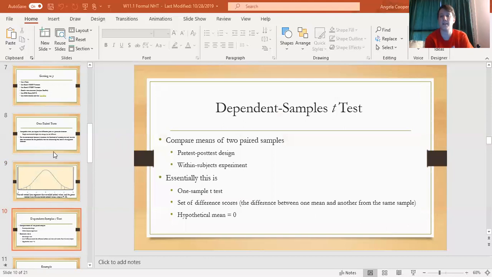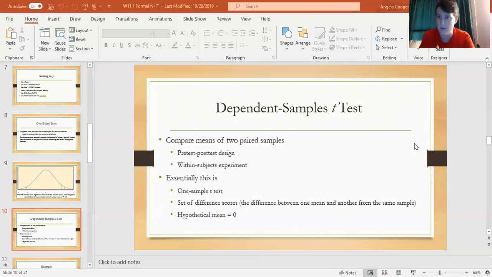So, dependent samples t-test. We've talked about one sample, so now we're going to talk about dependent samples t-tests. This is comparing two groups again, which is what dependent samples does. However, it does it a little differently. These two groups are two paired samples, so dependent samples tests can be used when you have a within subjects design.